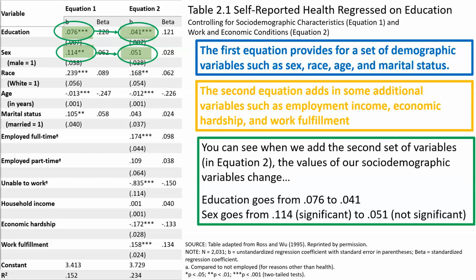So equation 1 is just looking at demographic variables alone. Equation 2 adds in a number of other variables that we think may have an influence, and we can see that it can sometimes change what's going on in terms of those demographic variables. So adding those other things in, and we'll talk about why that might happen later when we talk about some of the issues that we face with regression in chapter 3.